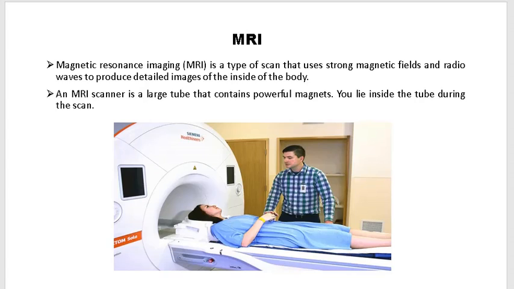MRI, magnetic resonance imaging, is a type of scan that uses strong magnetic fields and radio waves to produce detailed images of the inside of the body. An MRI scanner is a large tube that contains powerful magnets. You lie inside the tube during the scan.